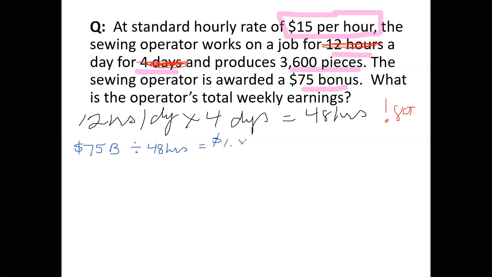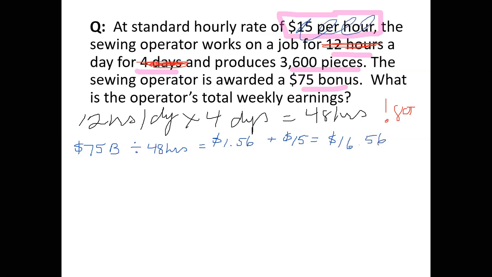Tell me if you got a different number. $1.56. I think you guys are probably rounding, right? I got 1.5625. Yeah? Okay. $1.56. So we're going to add this to the $15 that we know that this sewing operator is already making. So this person, bonus in, is on an hourly basis worth $16.56.